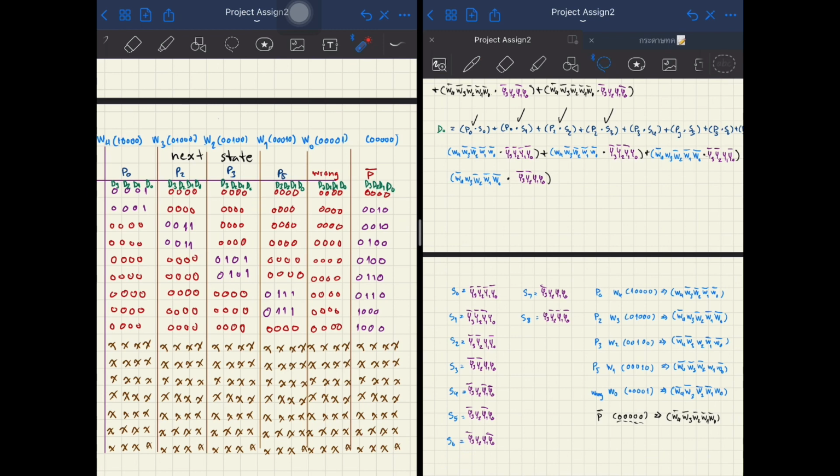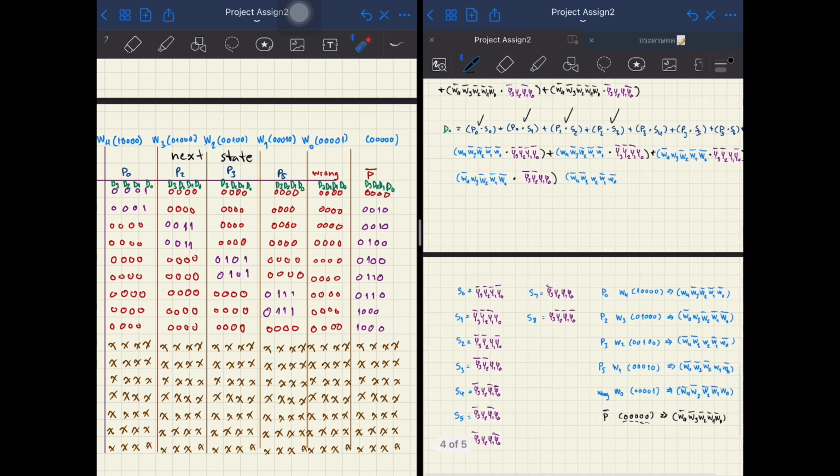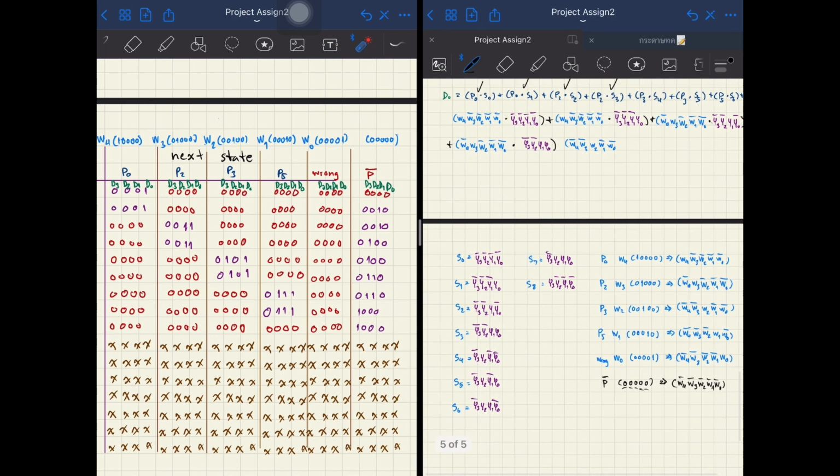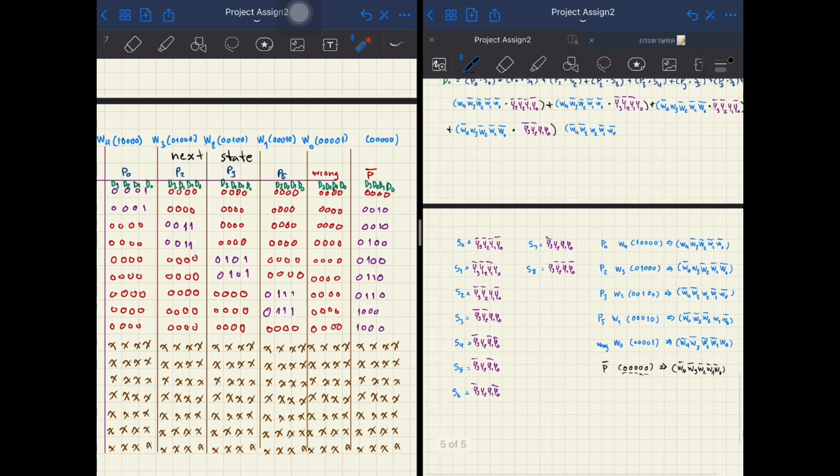Next, P3 is here. And with state 4. Oh, I forgot it again. Or, and with state 4 is Y3 complement, Y2, Y1 complement, and Y0 complement. Copy, paste, and together.